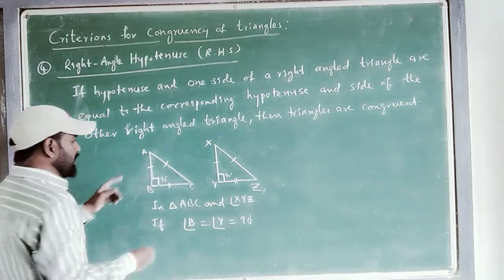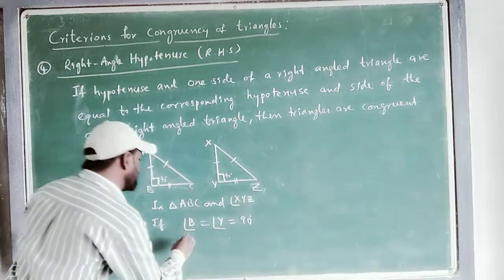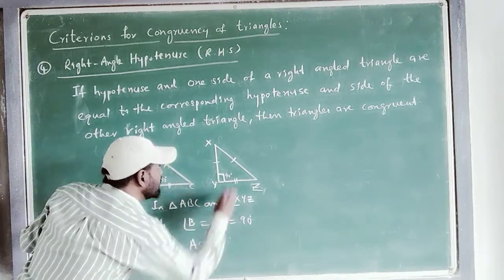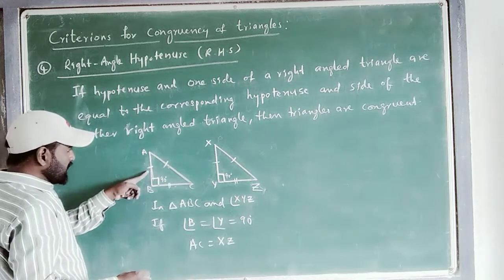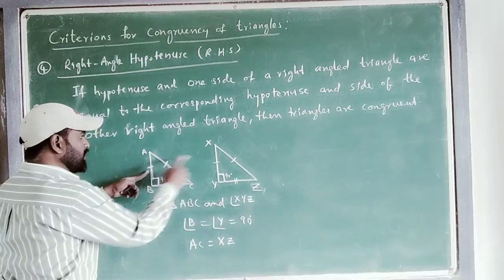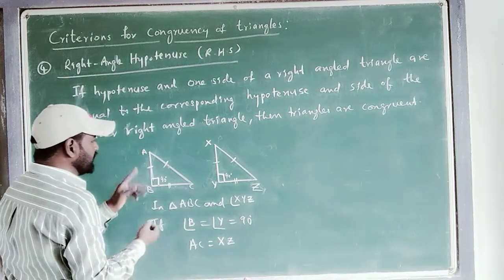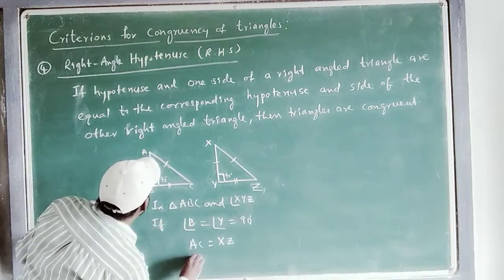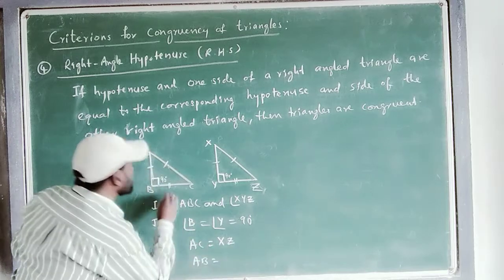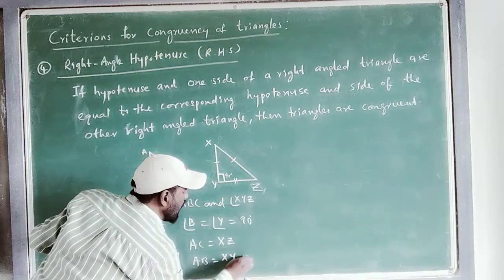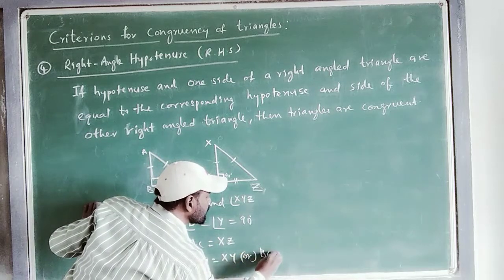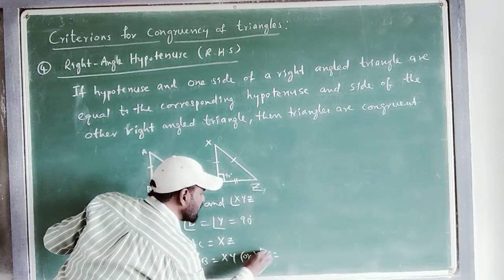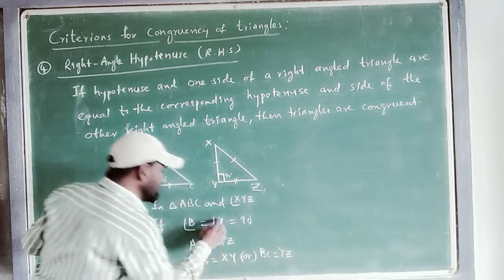Then the hypotenuse, the side opposite the right angle. The hypotenuse is AC in this triangle. Here it is XZ. Other sides, either this side corresponding to this, these are equal, or these are equal. Any one of these. What? AB is equal to XY, or you can say BC is equal to YZ. Any one of these.